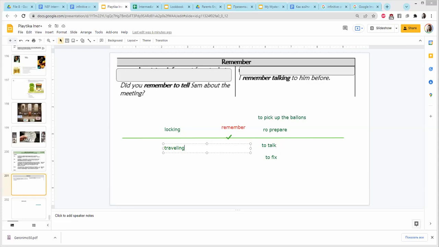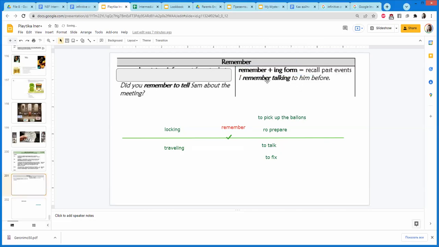So you remember something that happened in your life before. See? So when you remember doing something, it comes from your previous experience. You recall past events. When you need to remember to do something, it is the plan for the future, not to forget to do what you have planned to do. Tell me, please, does that make sense to you?